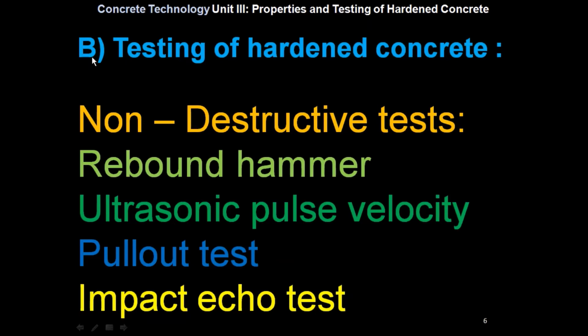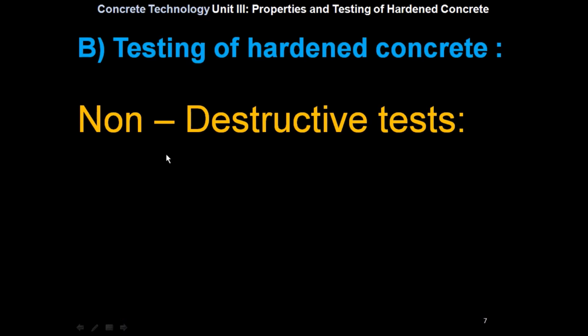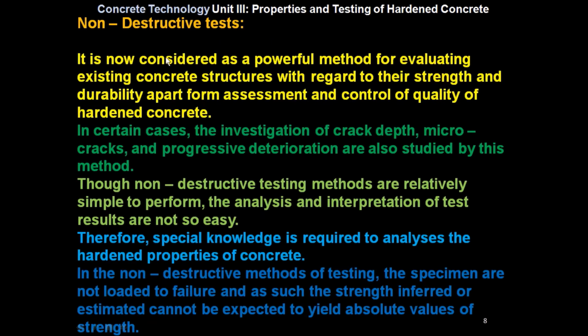Now we will see the Part B, testing of hardened concrete, non-destructive test: rebound hammer, ultrasonic pulse velocity, pull-out test and impact echo test. First we will see the non-destructive test. It is now considered as a powerful method for evaluating existing concrete structures with regard to their strength and durability, apart from assessment and control of quality of hardened concrete. In certain cases, the investigation of crack depth, micro cracks and progressive deterioration are also studied by this method.